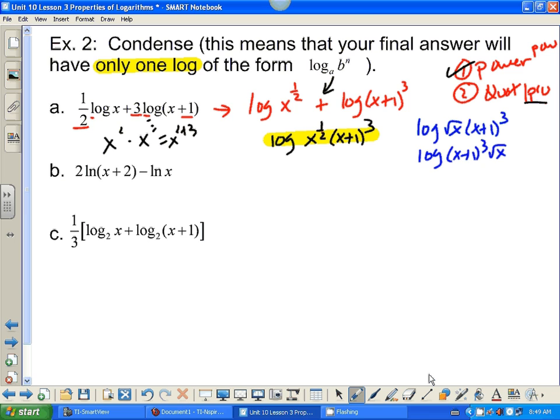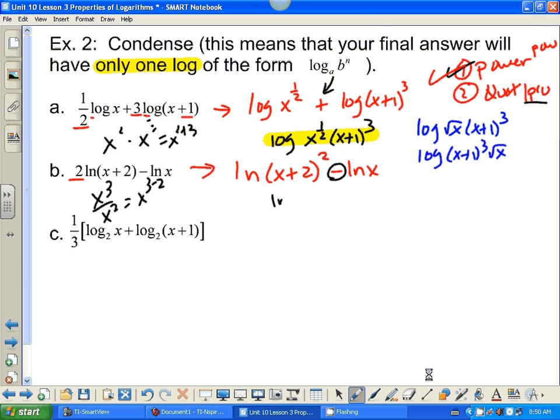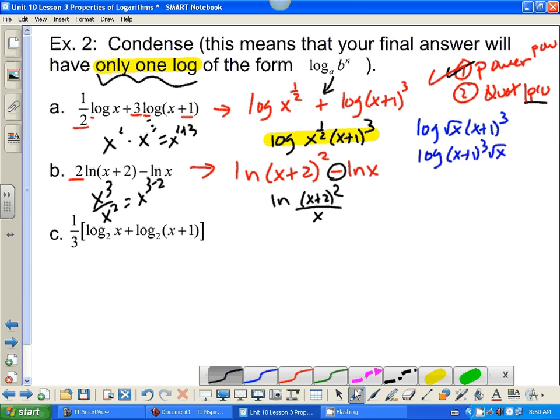All right, let's go to B. Here I see a product. I don't have one here, but let's take care of that product first. I have the natural log of x plus 2 squared minus the natural log of x. So again, I took care of that power first. Then you have to ask yourself, do I have a product or quotient? I'm going to have a quotient because of the subtract. When I have powers, I subtract when I have a quotient. So I'm going to write this as 1 log. Remember, 1 log, and in this case, it's a base e, so we write the natural log, where my numerator is x plus 2 squared and my denominator is x. This is my final answer.